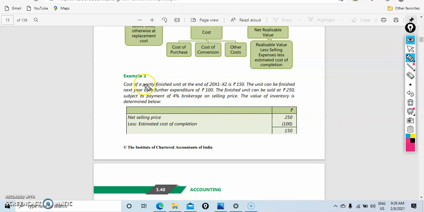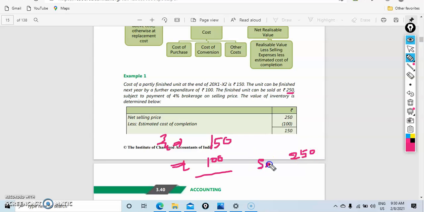Here they are manufacturing something, and they are manufacturing only up to the three-by-fourth stage. Only partly they are manufacturing. Up to now they have incurred 150 rupees. After that, if you want to make a full finished unit, how much again do you need? You have to spend again 100 rupees to make a full product. Then after you make the full unit, how much can you sell it for? You can sell it for 250.